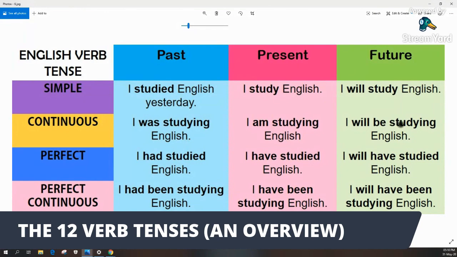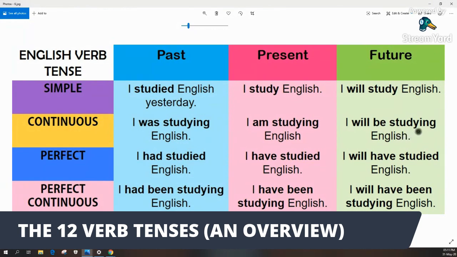Then we have the future continuous. I will be studying English. I will be eating pizza when you arrive. So this is to indicate what will be going on at some time in the future. What will be going on, okay, at some time in the future. So this is to indicate planned future events. So I will be studying English.